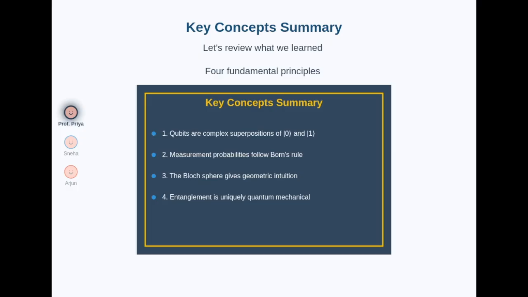Let's summarize our key concepts. Qubits are complex superpositions of 0 and 1 states. Measurement probabilities follow Born's rule. The Bloch sphere gives us geometric intuition, and entanglement is uniquely quantum mechanical.